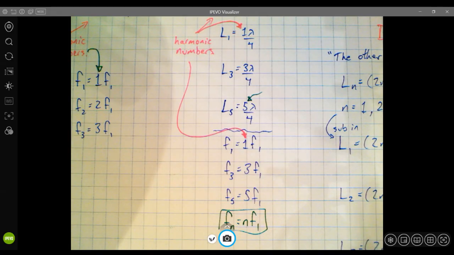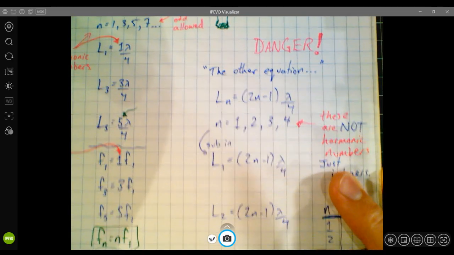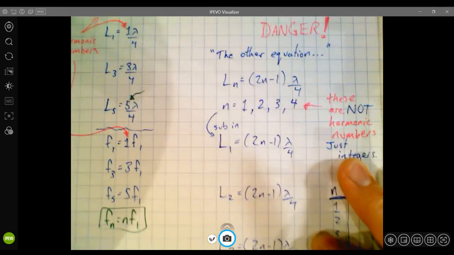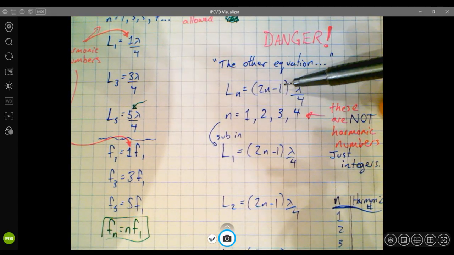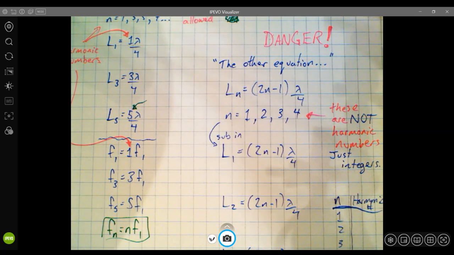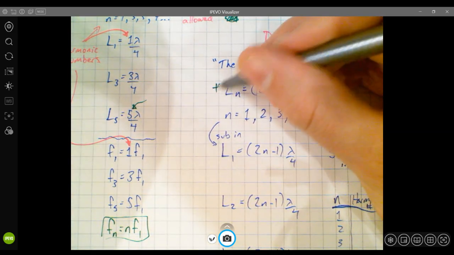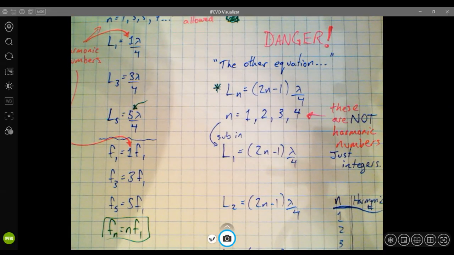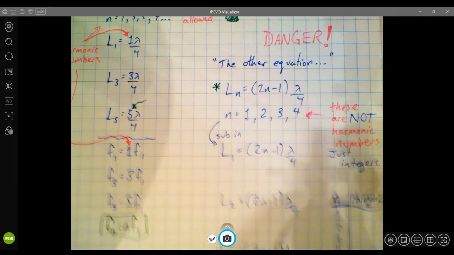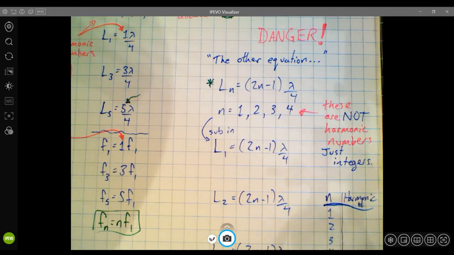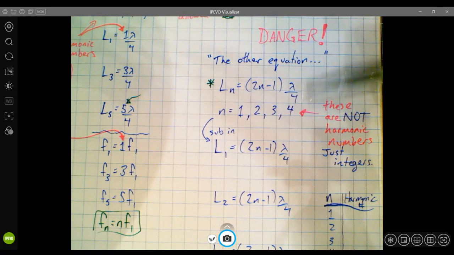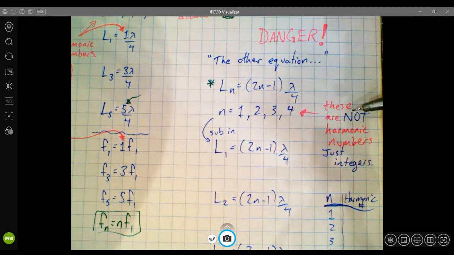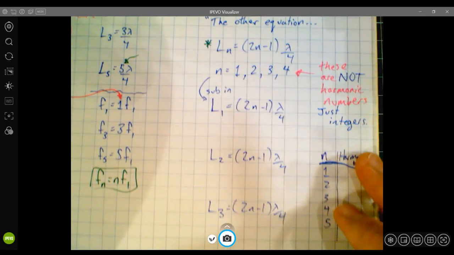Here's the thing that people get upset about. And so I want to use the word danger, because there's this other equation. Ln equals (2n minus 1) lambda over 4. Again, this is something that gets used by some people in the world for closed-ended air columns. And so I present it in this course so that we can see it, so we can be aware of it. And this is the situation where we use n equals 1, 2, 3, 4 subbed into this equation. These are not the harmonic numbers. They're just integers. And I want to take a look at what happens here if we sub in these values.